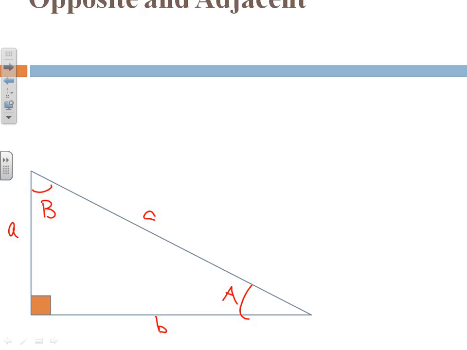All right, so let's talk about angle B first. We already said that angle B is made up of two sides. It's made up of side a, and it's made up of side c. The first thing I want to talk about is side c. It's special in a right triangle. In a right triangle, side c is so special, it gets its own name. It is the hypotenuse.